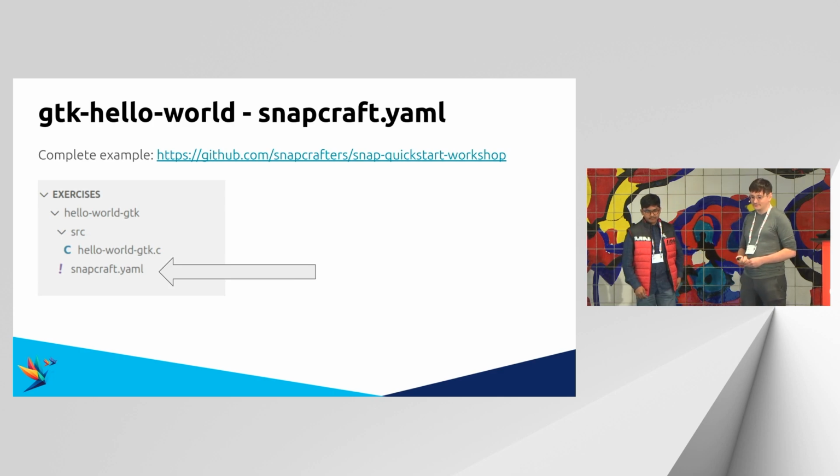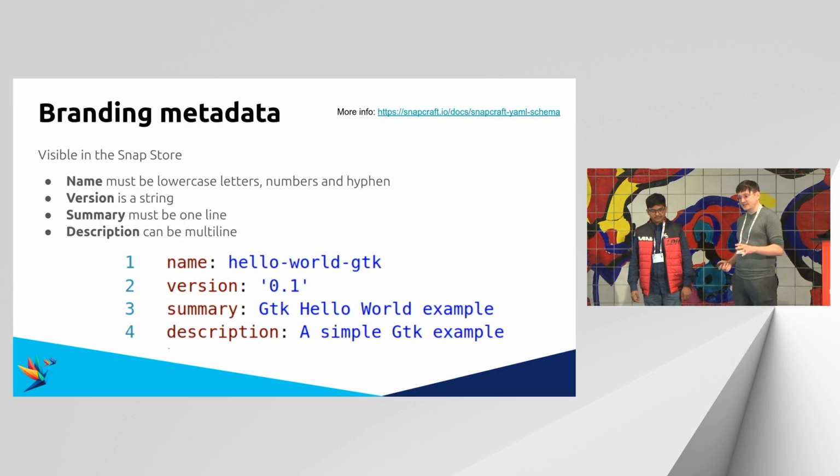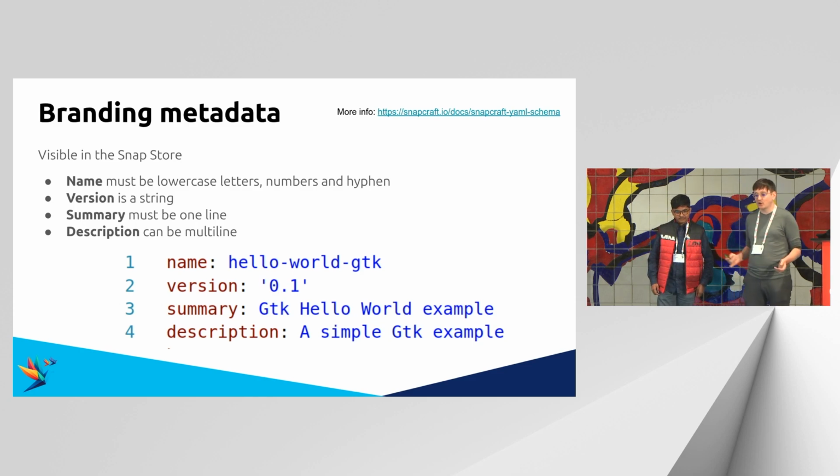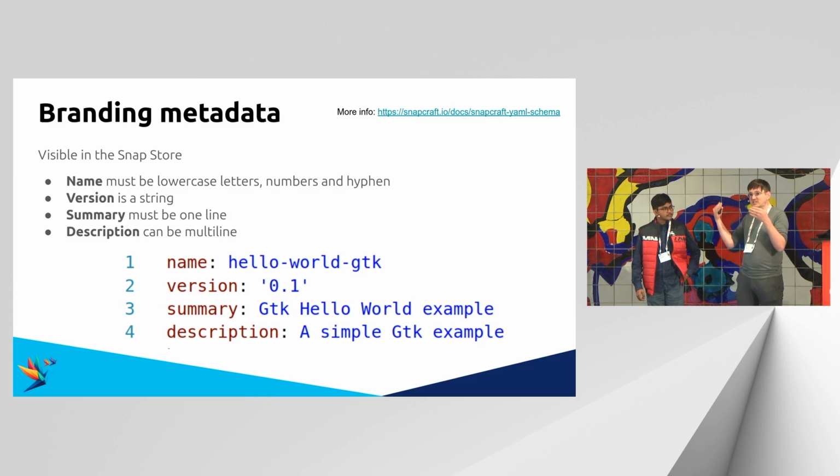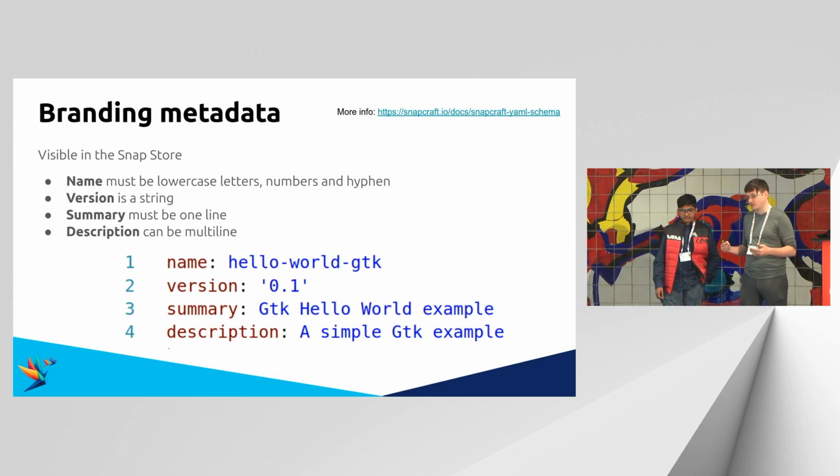Okay, so the first thing that this snapcraft.yaml file has is what we call the branding metadata. This is what's visible in the Snap store to the users. It has a name and a version. Important for this version is that it can be a string. You can also put something like "dev" here. This doesn't have to be a number. This is the user-facing version of your application. Then you have a summary, which should be 1 line, and then a description. This is a multi-line description where you can use a little bit of markdown in order to have a beautiful description of your application.